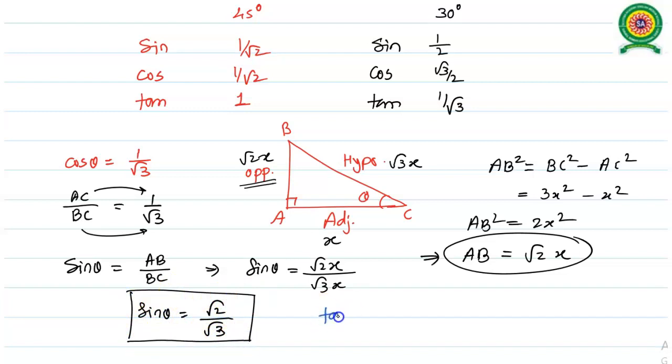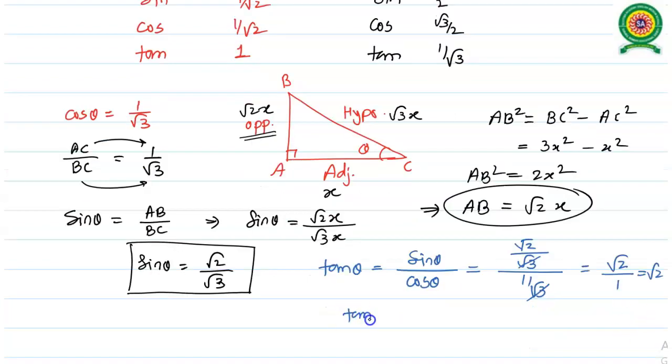Now to evaluate the value of tangent of theta by using the relation between trigonometric ratios, we can write tan theta to be equals to sin theta divided by cos theta. Sin theta value we have root 2 divided by root 3. Cos theta value we have 1 upon root 3. Root 3 getting cancelled, we are getting root 2 divided by 1, means root 2. So tan theta value we have just root 2.